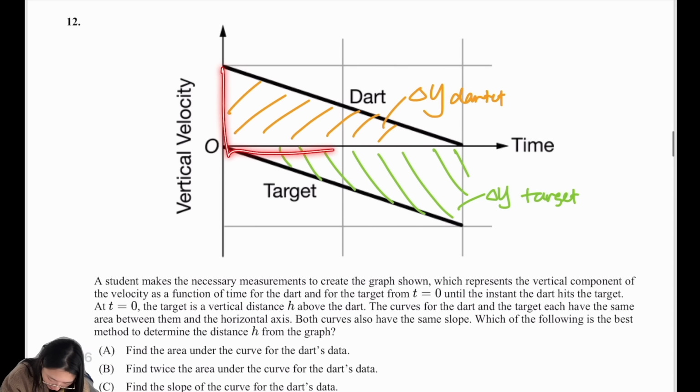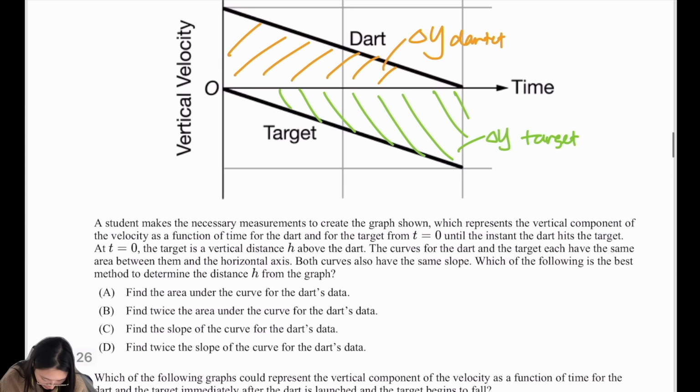So I just need to add up these two areas, taking positive for both of them. So it will be the area between the dart line and the target line.